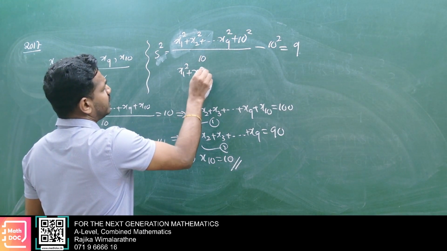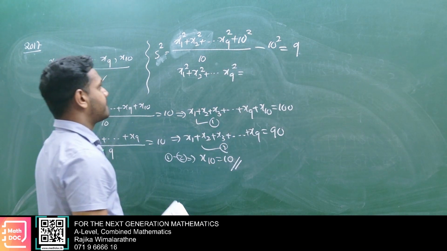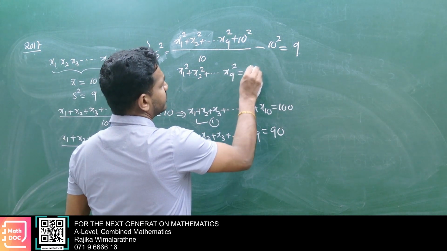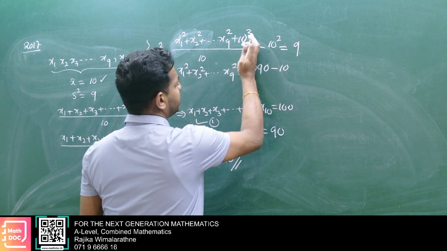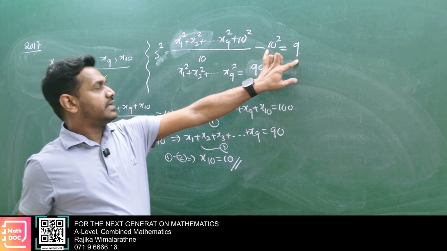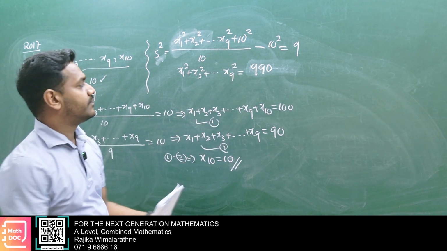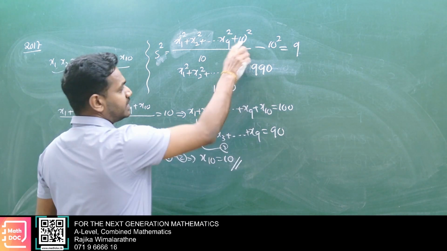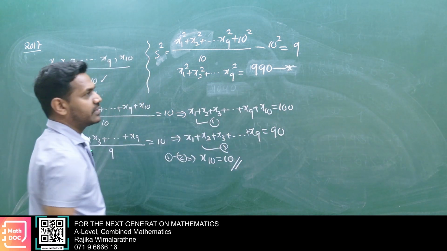The sum of x1 square, x2 square up to x9 square. Here 109 times 10, 1090, minus 100, that is 990. That is the value. Now by that you can find the new variance.